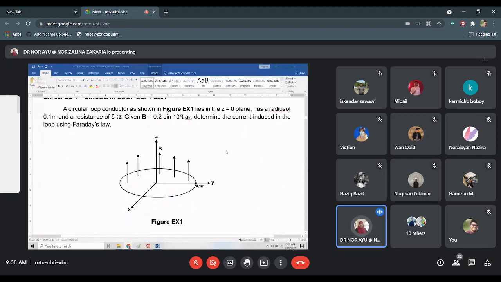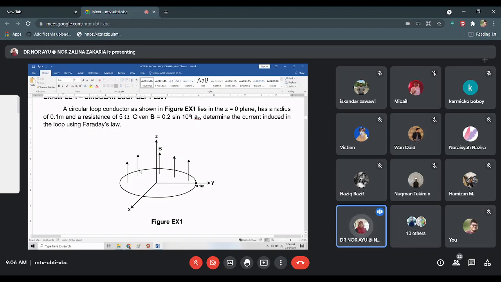Right, so this is example 1. A circular loop conductor, as shown in the figure, lies in the z equals 0 plane, has a radius of 0.1 meters and a resistance of 5 ohms. Given B is 0.2 sin(10^3 t) T a_z, you can see that the direction of your magnetic field is in the positive direction. Determine the current induced in the loop using Faraday's law.